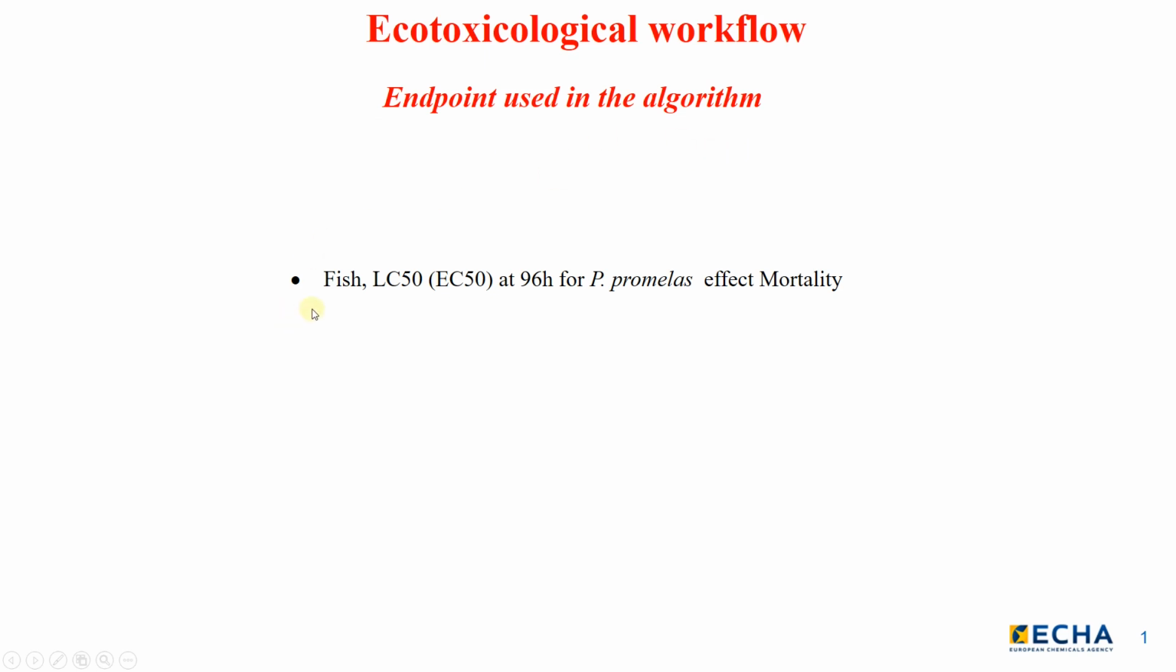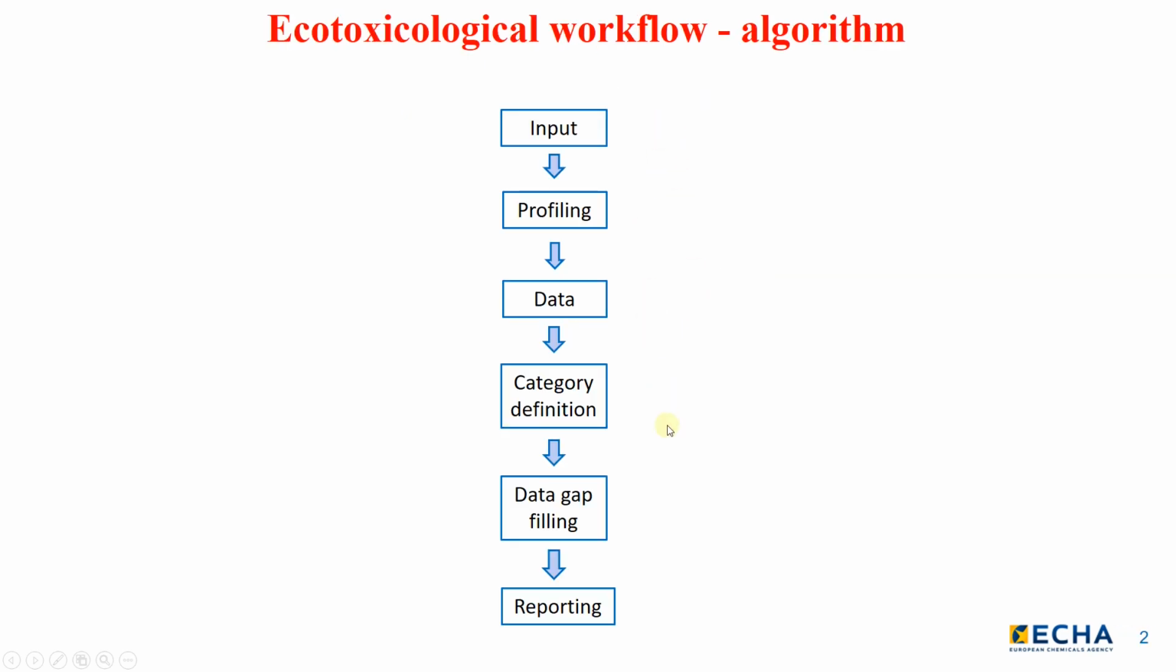The endpoint covered by the automated workflow is LC50, the effect is mortality, and the test organism is the fish Pimephales promelas. The algorithm of the automated workflow includes the main modules and actions of the Toolbox workflow needed to generate a prediction, such as profiling, category definition, and data gap filling.